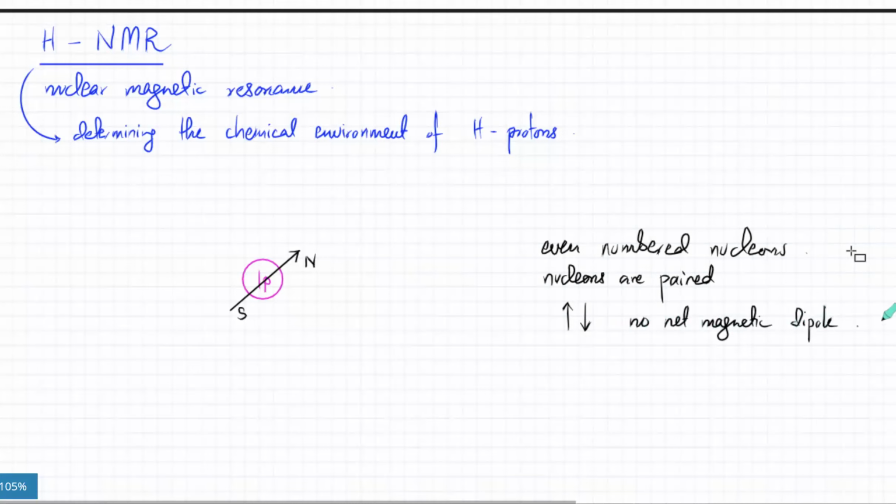Yes, sir. So most atoms are not magnetic. Most of the common atoms have an even number of nucleons. Carbon has 12 nucleons. Oxygen has 16 nucleons. Sulfur has 32 nucleons. So most of them don't have a net magnetic dipole because their nucleons are all paired, but not hydrogen. Think of hydrogen as a small, tiny compass needle, which has a magnetic field.